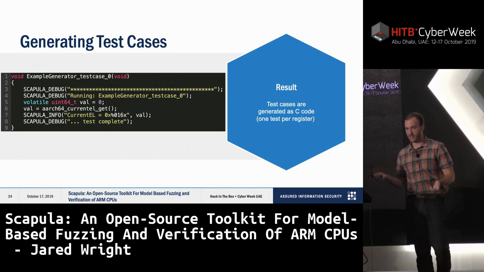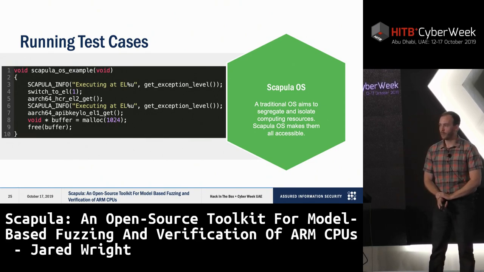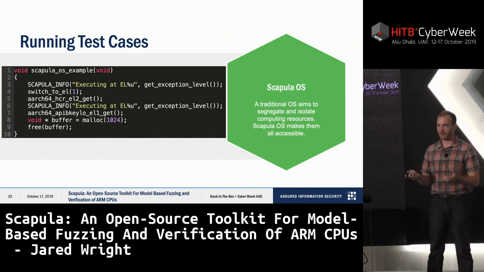So great, we've got some test cases generated. The next thing is we need an environment to run those test cases. So this is where the Scapula OS component comes in. Normally an operating system is really focused on segregating and isolating different pieces of a processor so that it can facilitate lots of things running at the same time on that processor. If you imagine Windows, lots of apps are running all the time. And that's the job of Windows, to make sure that the apps stay in their own containers, they don't harm the rest of the system.